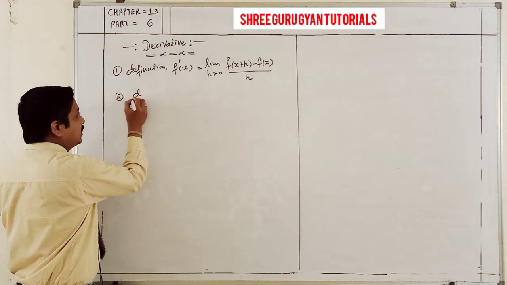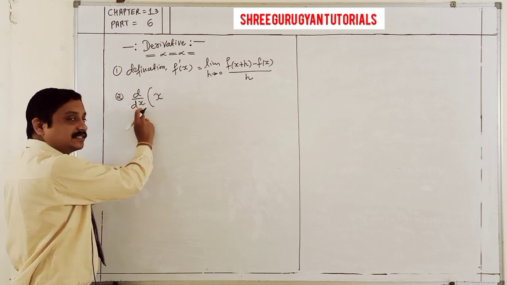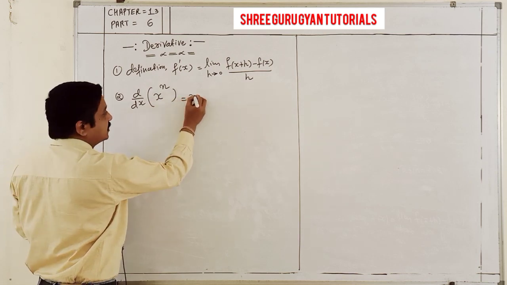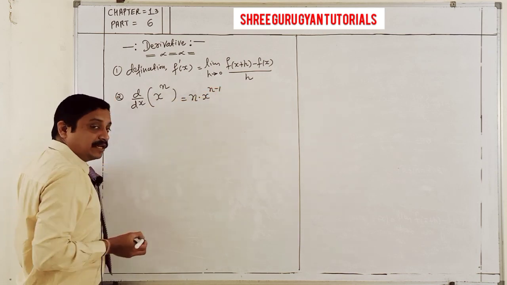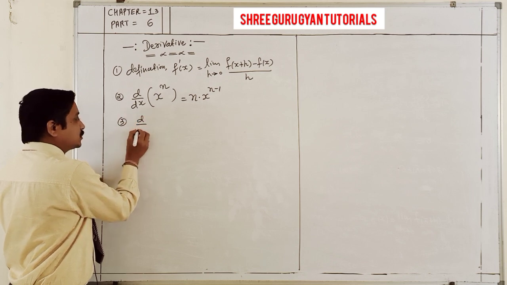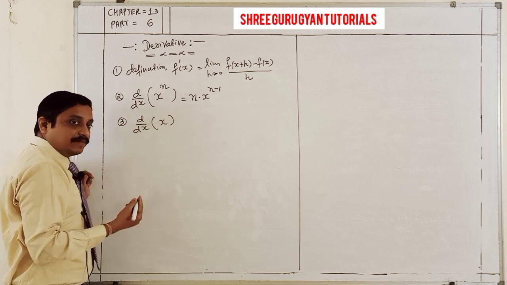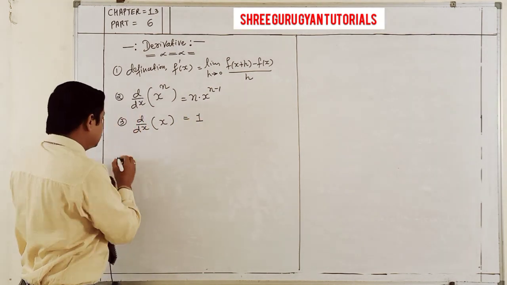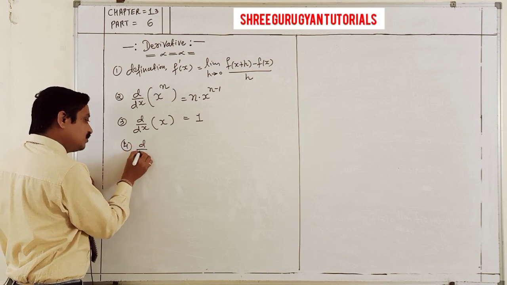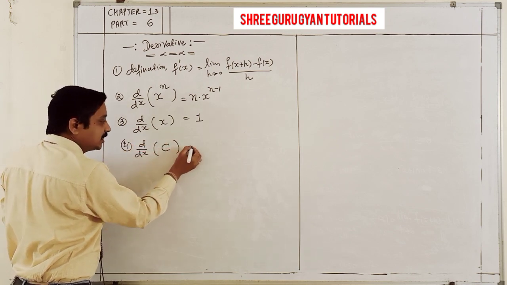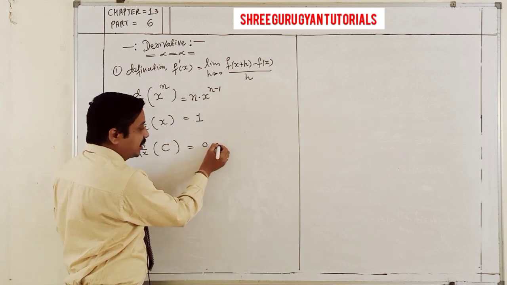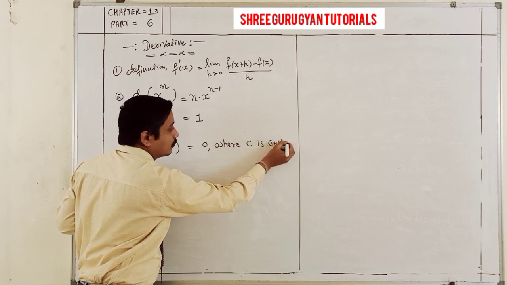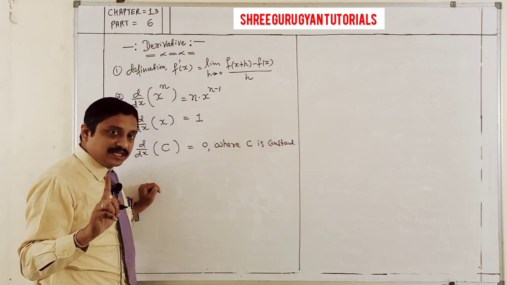Now secondly, d/dx of x raised to n. d/dx means derivative with respect to x. The formula is n x raised to n minus 1. Third, d/dx of x only: the derivative of x with respect to x is always 1. Now fourth, d/dx of a constant. Any constant's derivative is always 0, where c is a constant. Any constant derivative is always 0.